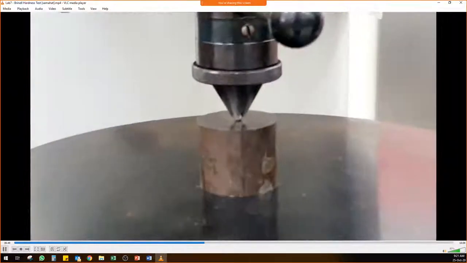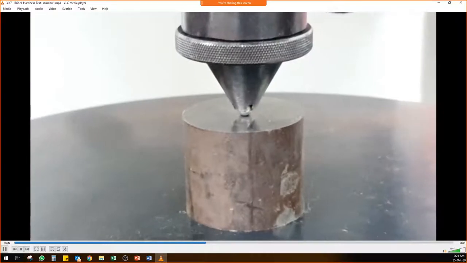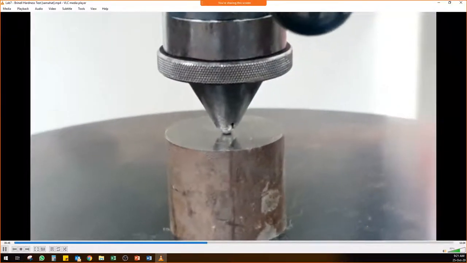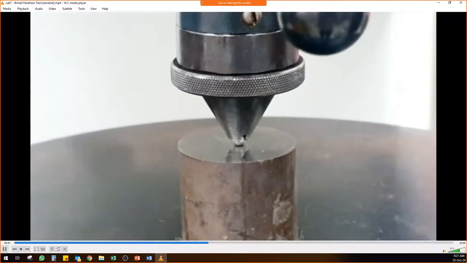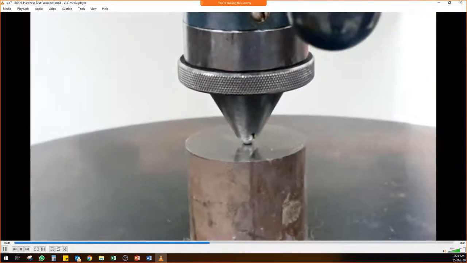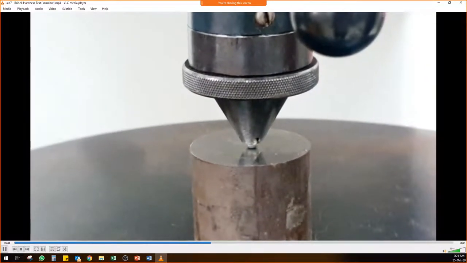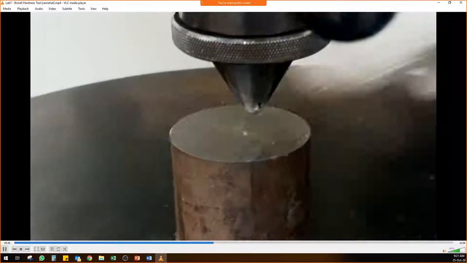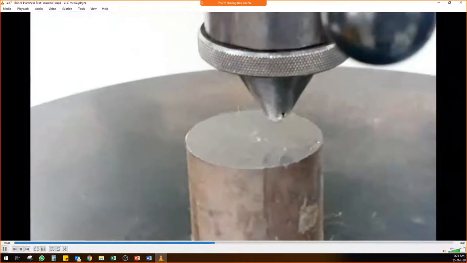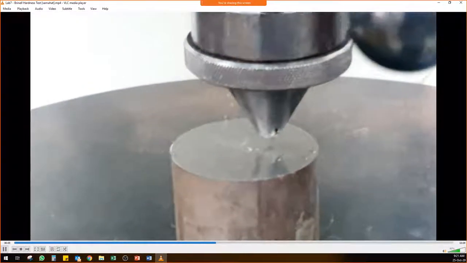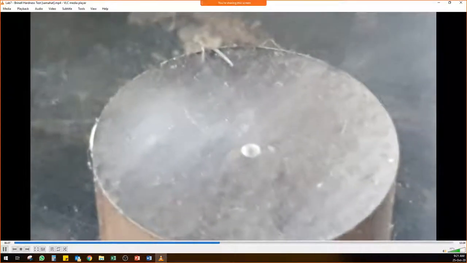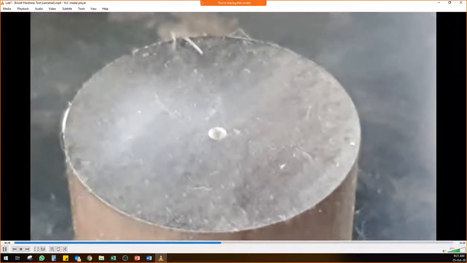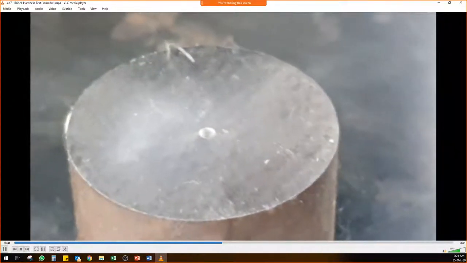The indenter will go inside the steel by the load which we have applied and create a mark here. We have to apply the load for 15 seconds, remember, and then we can remove the sample. You can see in the sample here, there is a circular defect that is formed on the surface. This is the defect we will measure the diameter for.